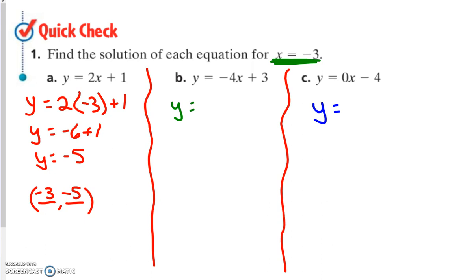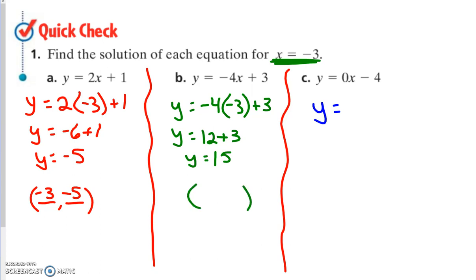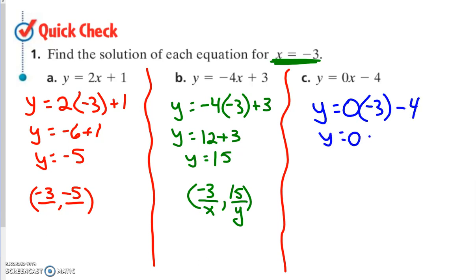Do the same thing on the next one. Y equals -4 times, they want x to be -3. Substitute it. Now do your order of operations. Y equals 12 plus 3. Y would be 15. Again, not done until you write your solution. Your solution, we have an x value and a y value. They said the x value is -3, so the y value is 15. And on the last one, y equals 0 times x, negative 3, minus 4. Y equals 0 minus 4, so y equals negative 4. Your solution, when x is negative 3, y is negative 4.